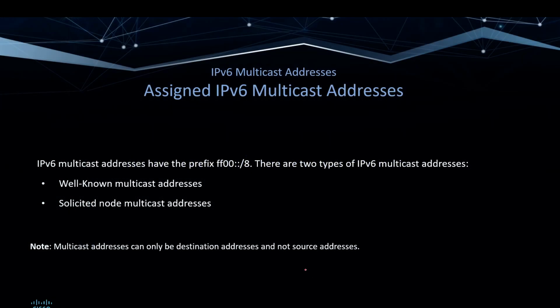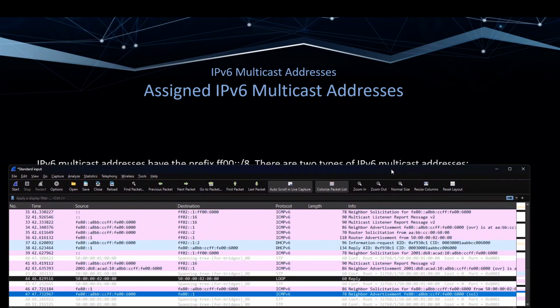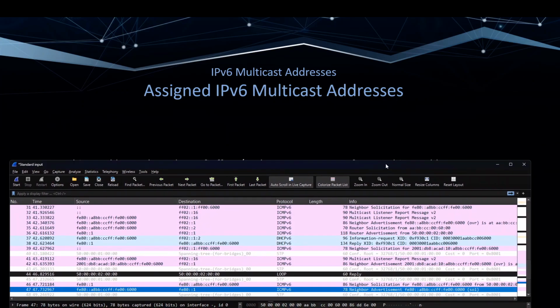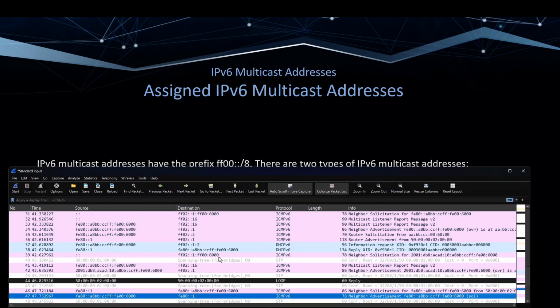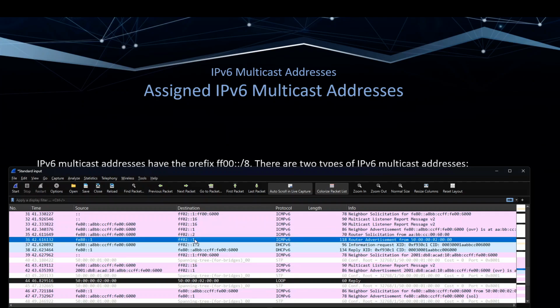Multicast addresses. As we mentioned, and as I showed you on the Wireshark packet filtering that we used earlier, let me show you this on the top here. Let me minimize this window. As you can see here, we have FF02::2. It's the all routers multicast IPv6 address, or the all nodes multicast IPv6 address.